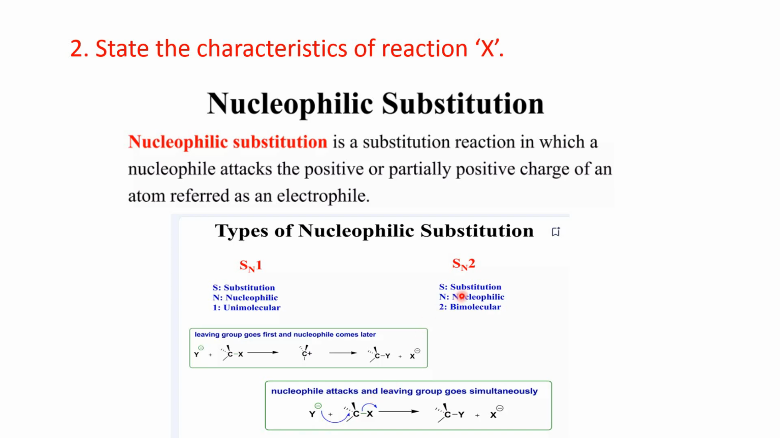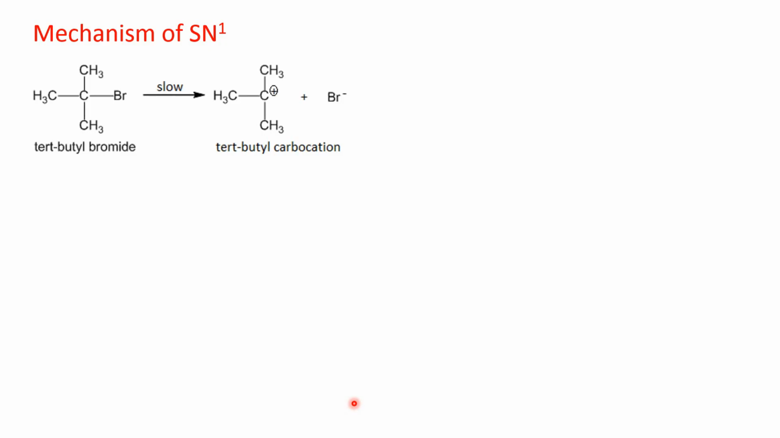And the second one, SN2, substitution nucleophilic bimolecular, where the entering nucleophile attacks first and then the leaving group leaves. Now coming to the mechanism of SN1, nucleophilic substitution unimolecular. It is a two-step reaction. What happens initially in the first step, which is the slowest step or rate determining step, is the ionization whereby a stable carbocation is formed.